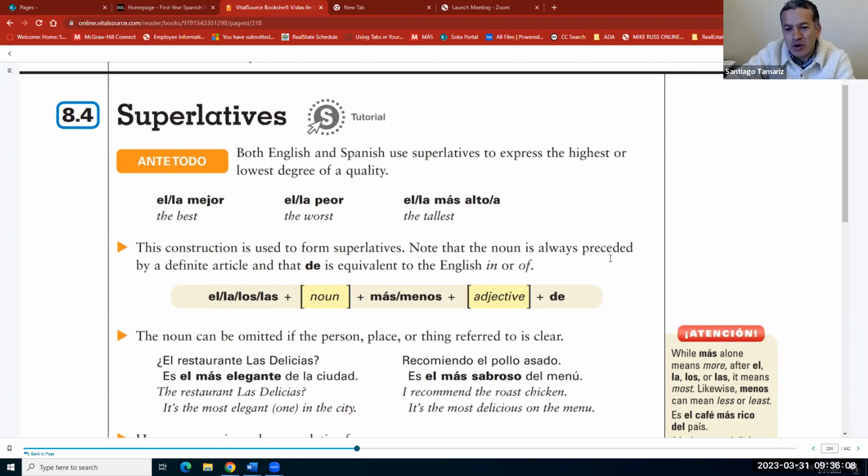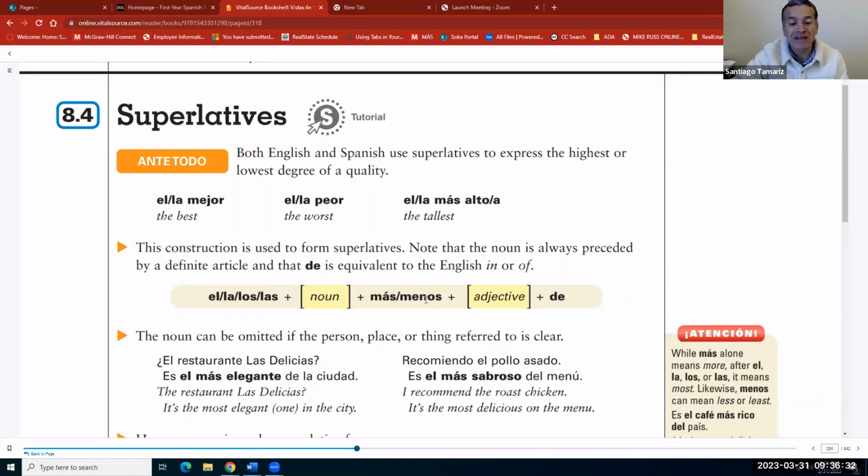Note that the noun is always preceded by the definite article and that de is equivalent to the English in or of. Let's see what it's talking about. We need to use the definite article. What are the definite articles? Definite articles: el, la, los, and las. Then we use the noun. We'll see an example in a few seconds.